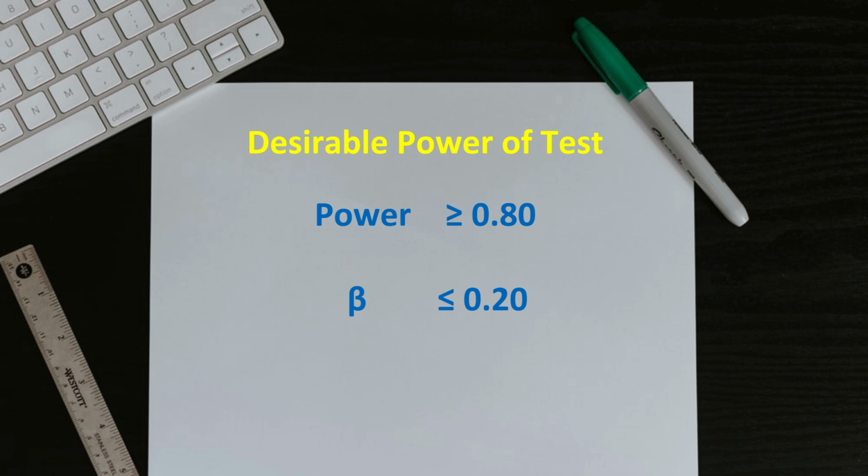This means that a test with high power has a low probability of making a type 2 error, while a test with low power has a high probability of making a type 2 error. The desirable power of a test is at least 0.8.